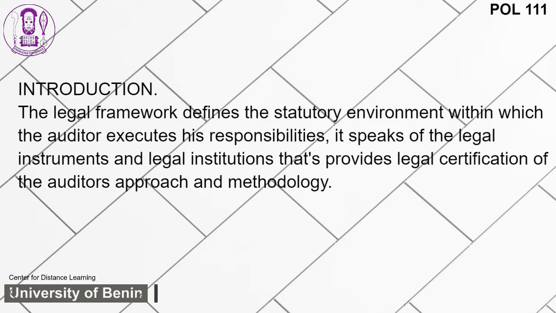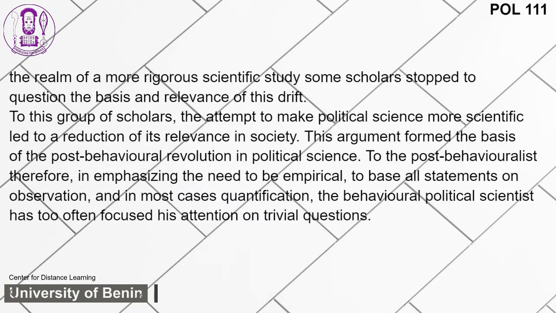Post-behavioralism. Despite its popularity and attraction, the behavioral approach in political science did not only make disciples for itself. As it was making disciples, it was also creating vehement opposition in some areas. While it was generally accepted that the behavioral revolution attempted to draw political science into the realm of a more rigorous scientific study, some scholars stopped to question the basis and relevance of this drift. To this group of scholars, the attempt to make political science more scientific led to a reduction of its relevance in society. This argument formed the basis of the post-behavioral revolution in political science.